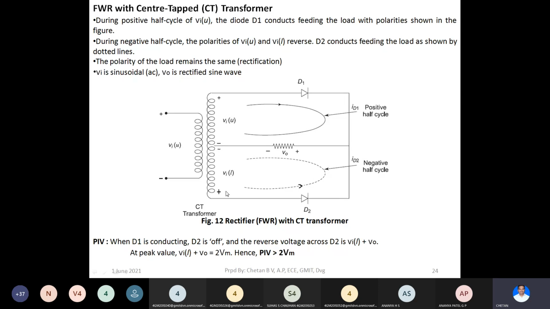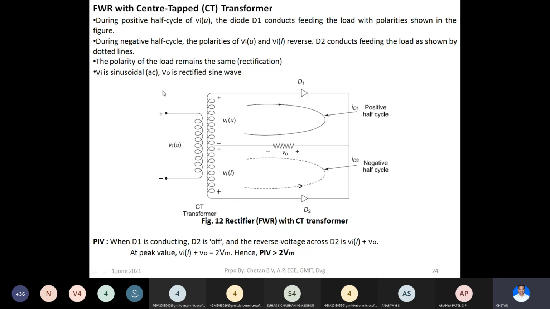In case of center tap transformer, the secondary winding will be divided into two parts, right? With the help of a connection at the center. Therefore, it is called a center tap. So here, instead of using the complete secondary winding, you can take a tap from this point to center point, or else from center point to this point, or else from this point to this point. So you have three options here in case of center tap transformer.